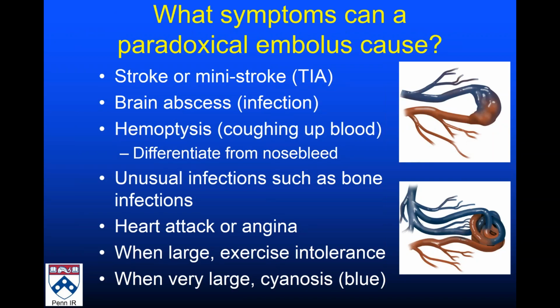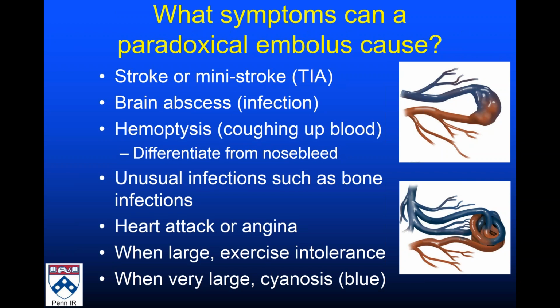So the type of symptoms that people get most often, if they get a symptom, would be a stroke or a mini stroke called a TIA. But you can also get a brain abscess or infection. That's where bacteria go through the PAVM and set up in the brain. People can cough up blood, but that's very rare. This is one of those rare complications that seems to show up in papers and books about PAVMs, but it's really very, very uncommon, and it's sometimes difficult to differentiate that from a nosebleed. You can also get unusual infections such as bone infections or osteomyelitis, and people get heart attacks or angina.